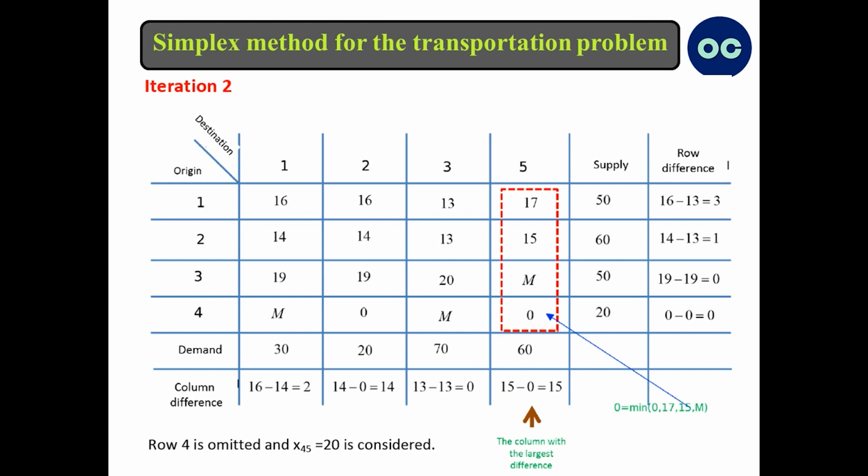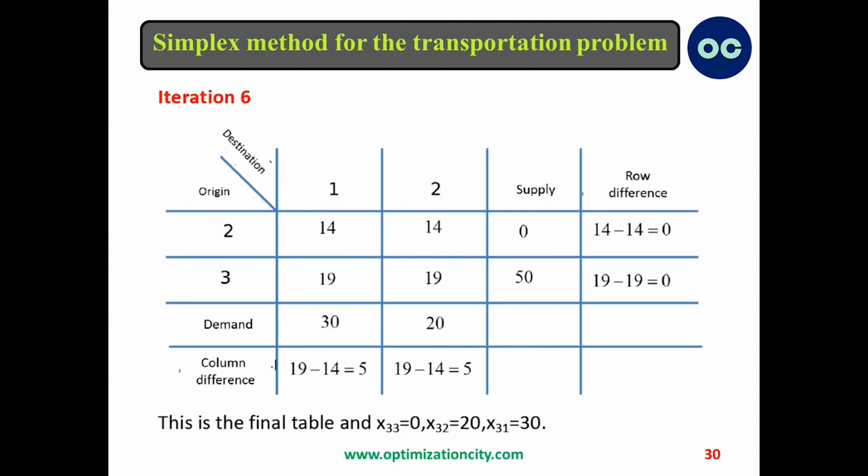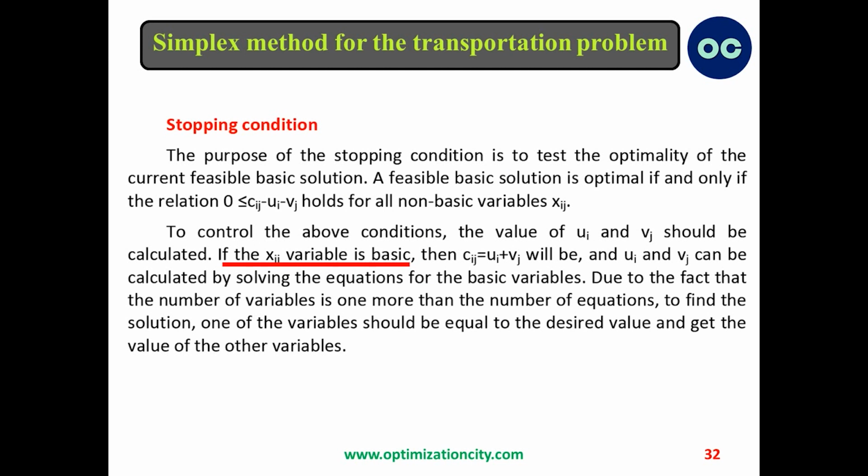And we continue this process until the demand and the supply are satisfied. So this is the initial basic solution for the transportation problem with the help of the Vogel approximation method. So let's get back to the Simplex method for the transportation problem. Now we have the initial solution.